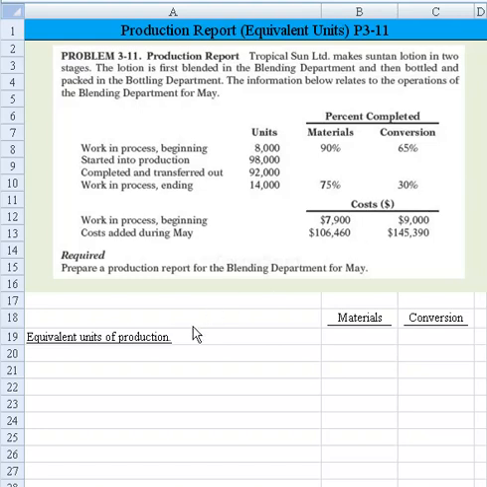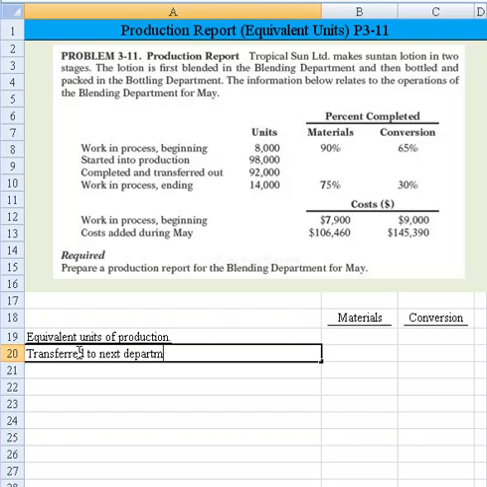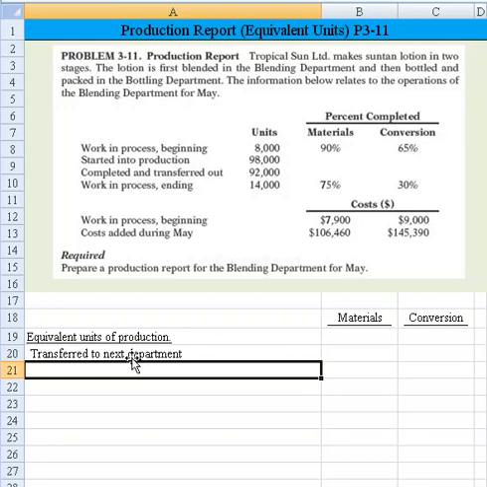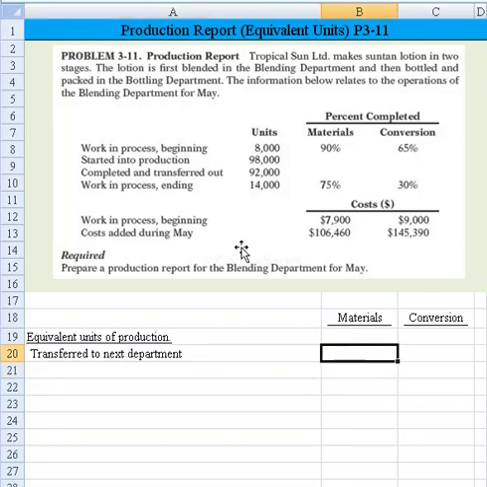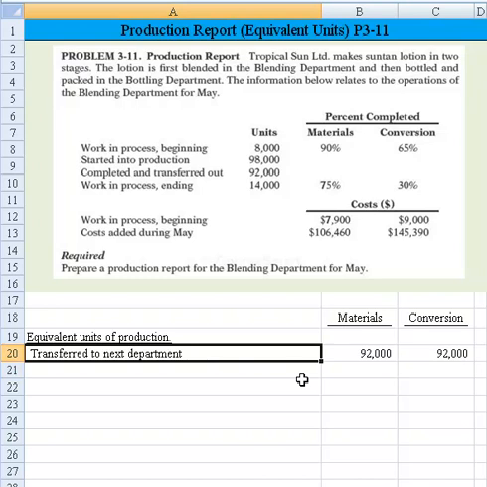All right, let's compute the production report. And first, let's work on the equivalent units of production. So one thing that we know is that we would start off with what was transferred to the next department, right? And we're dealing with the operations of the blending department. So we're doing the first step. And it looks like what was completed and transferred out were 92,000. Well, if it was completed and transferred out, they were 100% complete as to both units. So we just enter 92,000 to show that the equivalent units were the full amount of the units transferred.